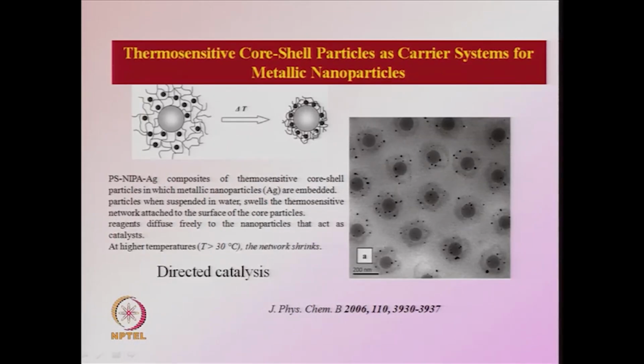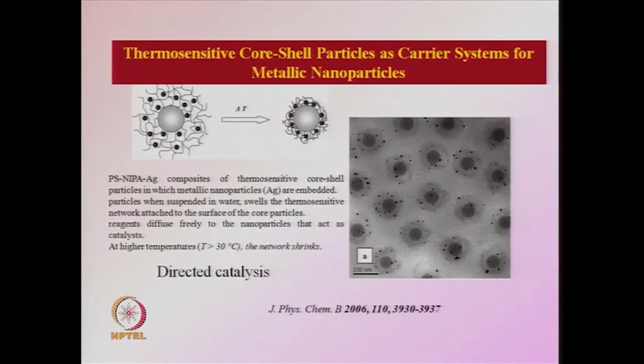Here it is being held very tightly. So, the silver particles will not be able to react. This kind of assembly of core shell particles with polymers, for example, can be used in the presence of water. It swells the thermosensitive network attached, and reagents can diffuse freely to the nanoparticles, and then the silver particles, which can act as catalysts, will react on them.